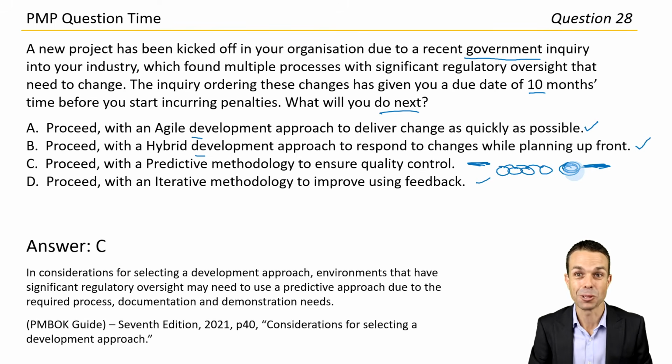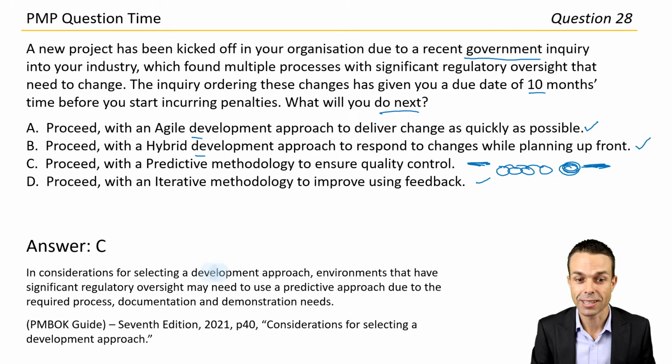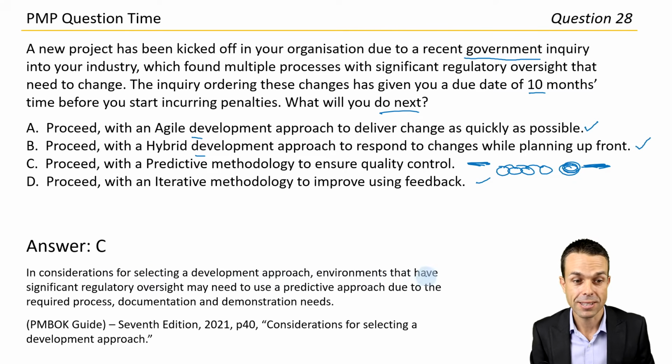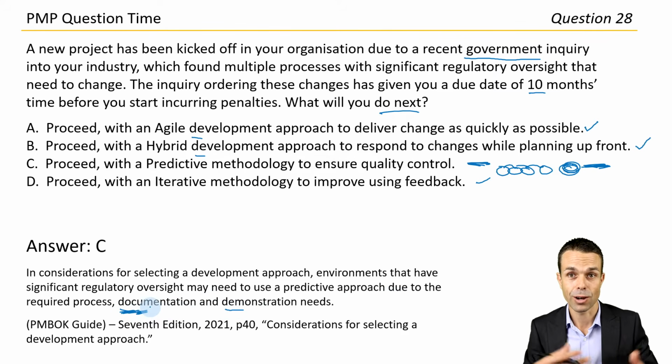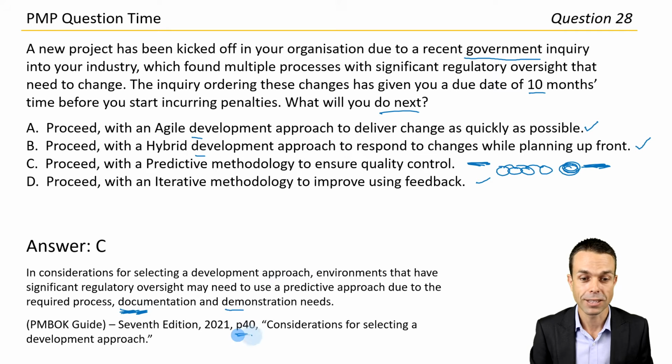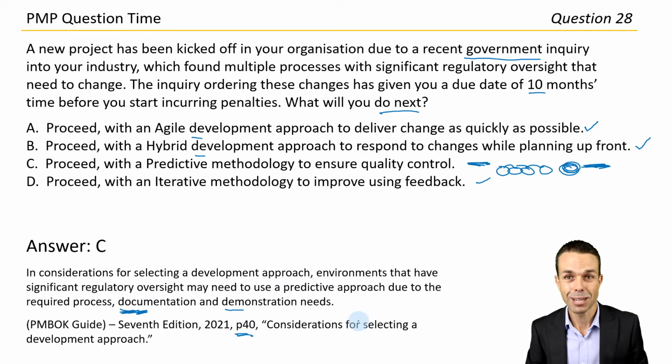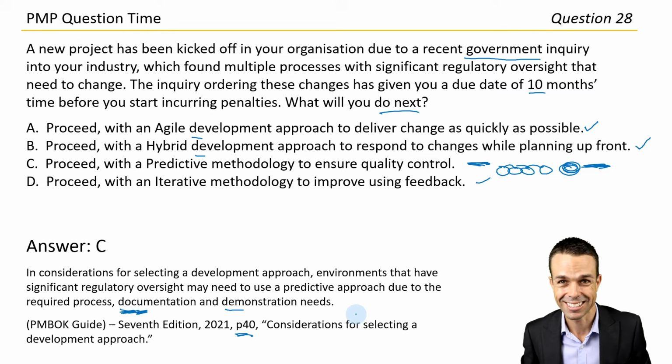Okay, all right, we're doing well. In considerations for selecting a development approach, environments that have significant regulatory oversight may need to use a predictive approach due to the required process, documentation, and demonstration needs. So again, just trying to satisfy all of those government regulations can be a bit more tricky, can need a bit more oversight and a bit more planning. Page 40 under considerations for selecting a development approach in the PMBOK Guide, 7th edition.